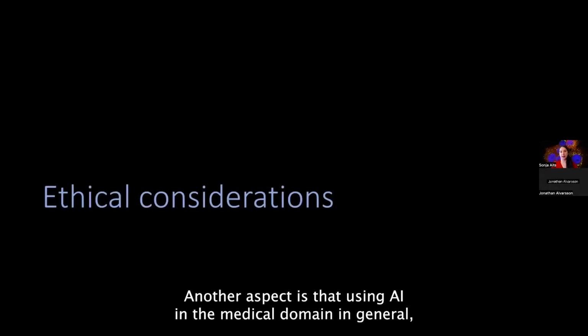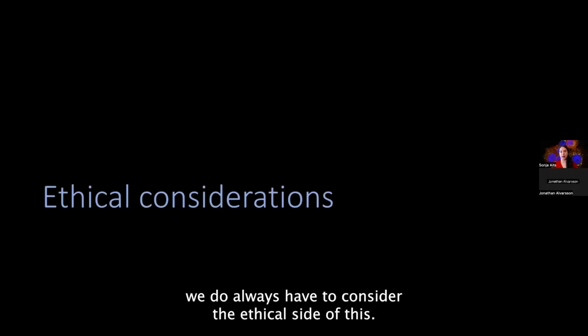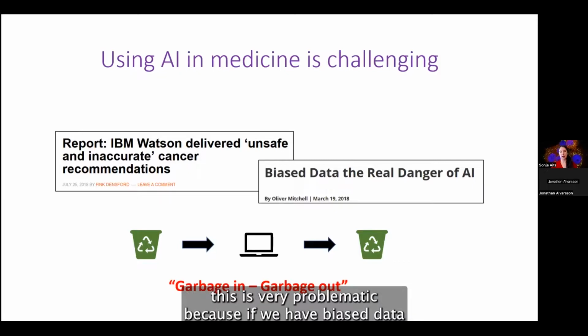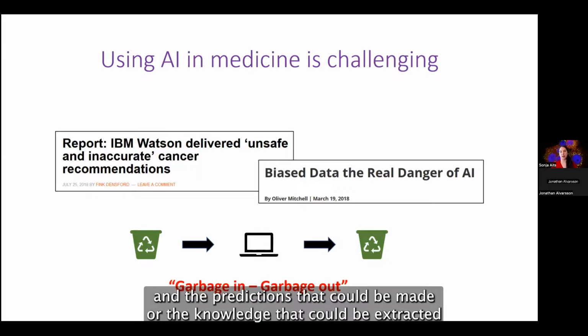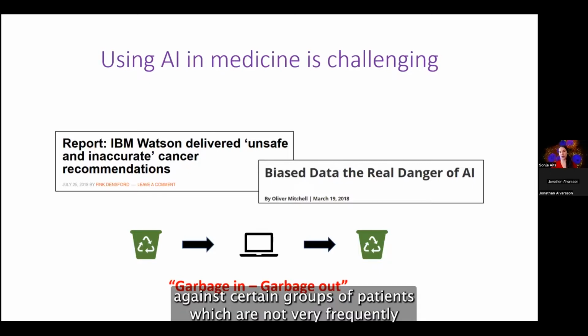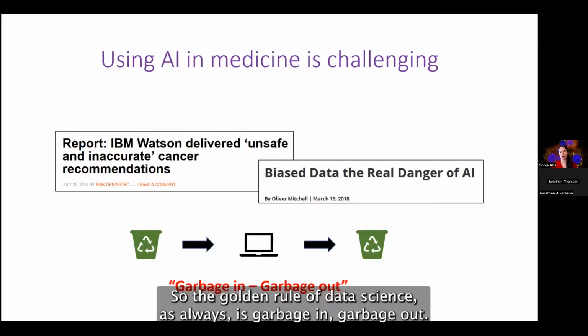Another aspect is that using AI in the medical domain in general, we always have to consider the ethical side of this. If we have biased training data in any formal way, and especially if we do this with patient records, this is very problematic, because the predictions that could be made or the knowledge that could be extracted could be unsafe or inaccurate, or it could discriminate against certain groups of patients which are not very frequently found in the training data. So the golden rule of data science, as always, is garbage in, garbage out.